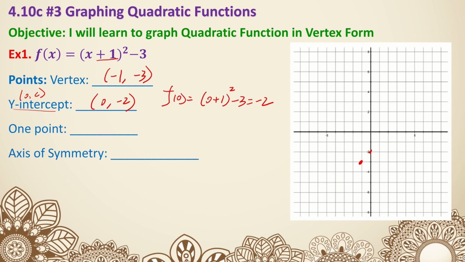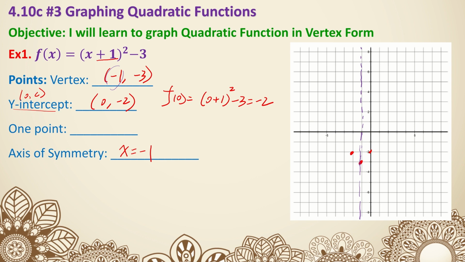Right here. And as soon as we have the vertex, we also have the x-symmetry, which is x equals -1. It's always the h value. So let me draw the x-symmetry, because with the x-symmetry, we can actually start reflecting points. We got a 0, -2 that can be reflected to the left side, which is going to be a -2, -2.